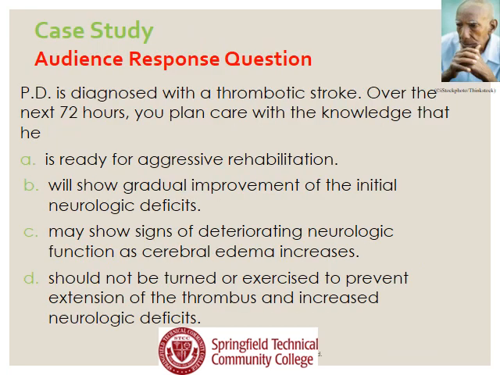So Mr. PD is diagnosed with a thrombotic stroke. After the next 72 hours, you plan care with the knowledge that he A, is ready for aggressive rehab, B, will show gradual improvement of the initial neurologic deficits, C, may show signs of deteriorating neurologic function as his cerebral edema increases, and D, should not be turned or exercised to prevent extension of the thrombus and increase neurologic deficits.